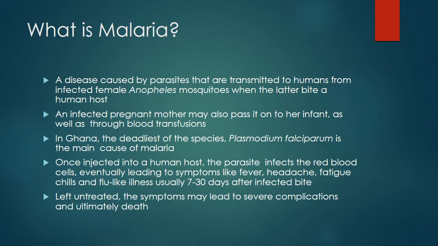In Ghana, the deadliest of the species, Plasmodium falciparum, is the main cause of malaria. Once injected into a human host, the parasite infects the red blood cells, eventually leading to symptoms like fever, headache, fatigue, chills, and flu-like illness, usually 7 to 30 days after an infected bite. Left untreated, the symptoms may lead to severe complications and ultimately death.